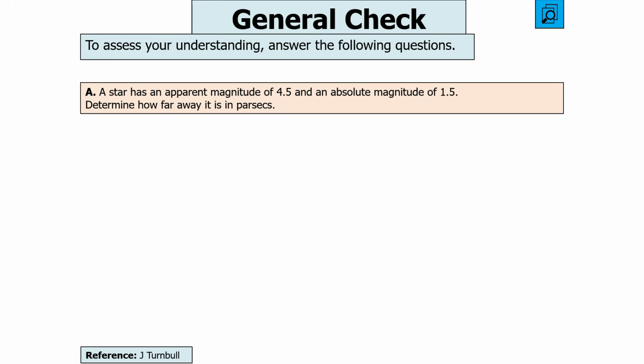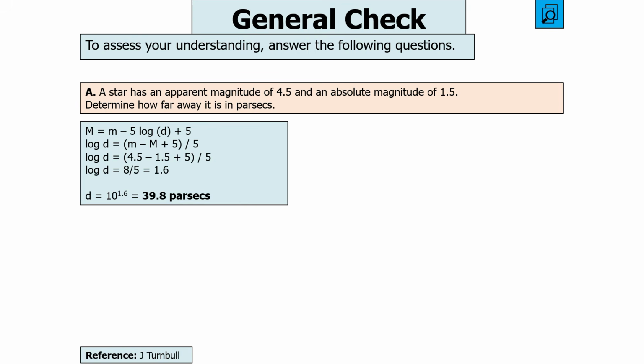A star has an apparent magnitude of 4.5 and an absolute magnitude of 1.5. Determine how far away it is in parsecs. Once again, we use M equals m minus 5 log d plus 5. So we've just rearranged our equation, used the information worked out last time. We pop in the values and we get d is going to be equal to 10 to the power of 1.6, which is 39.8 parsecs.